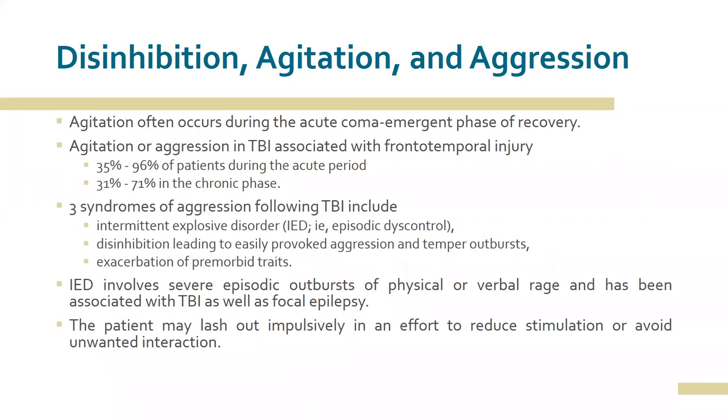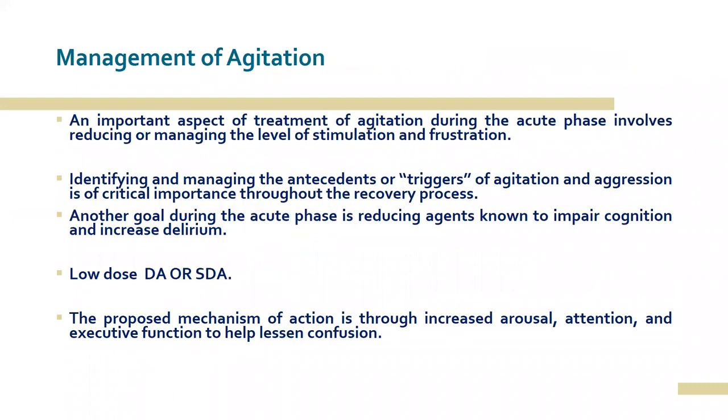Three syndromes of aggression following TBI include intermittent explosive disorder, disinhibition leading to early provoked aggression, and temper outburst exacerbation. Intermittent explosive disorder involves severe episodic outbursts of physical and verbal rage and has been associated with TBI as well as focal epilepsy. So, in the management of agitation, what are the drugs?